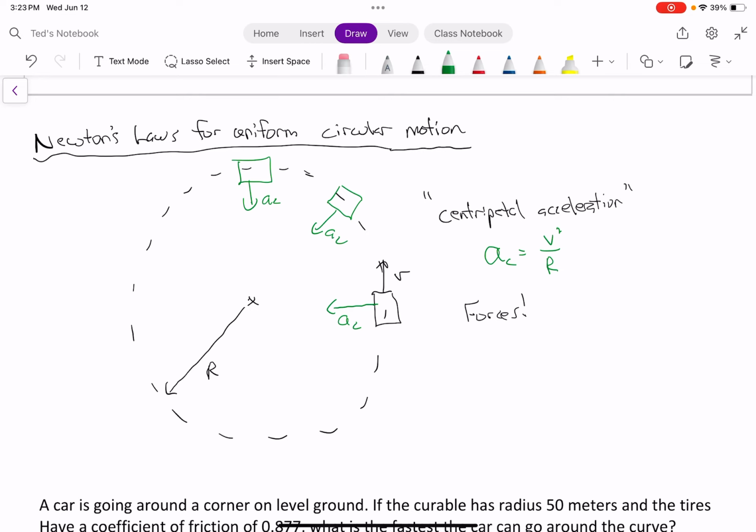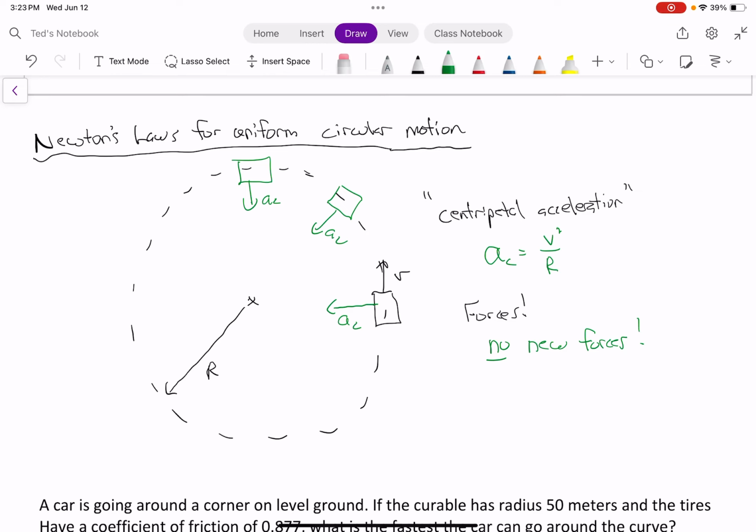The other important thing to know is that when an object's moving in a circle, there are no new forces. There is no such thing as a force of circular motion or a centripetal force or a centrifugal force. That just doesn't exist. So the only forces we're going to have are the same ones we've always had: normal forces, friction forces, tension forces, spring forces, gravity forces. No extra new forces just because the object's moving in a circle.